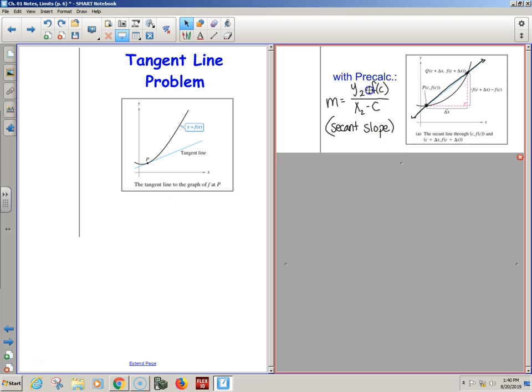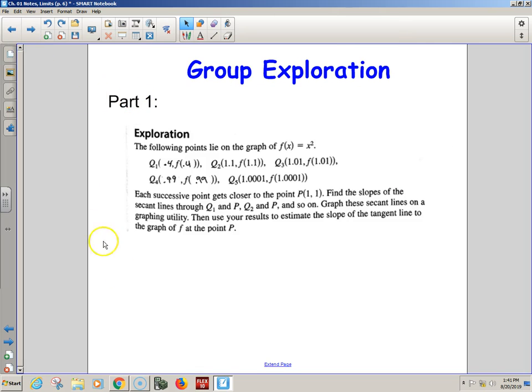If we can find the slope of a secant line, and a secant line is not a tangent line, how do we use secant lines to get tangent lines? To that end, here's what I want you guys to do with your group exploration. But we need to copy that down. Kind of, but not all the words.